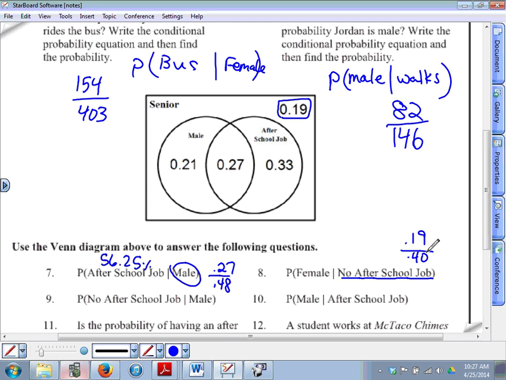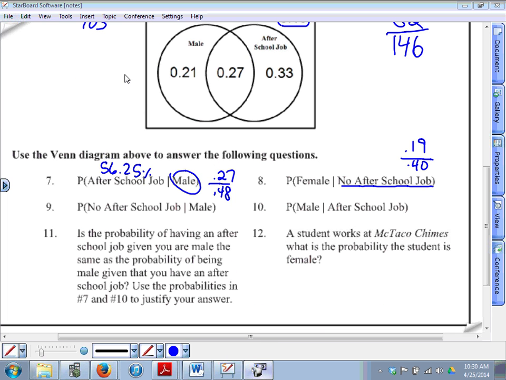So I'll give you a moment here to go through number 10, then we'll talk about 11 and 12. What'd you guys get? We got 56.2% for 7. What'd we get for 8? 47.5. You got 47 and a half? Same.